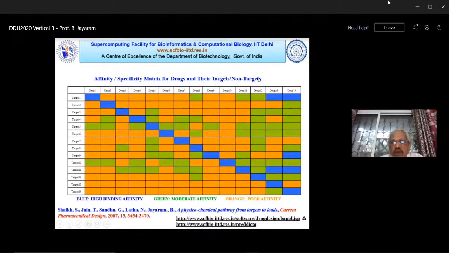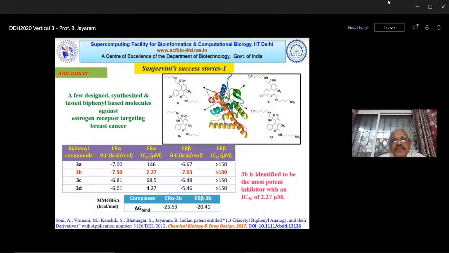So how do you prevent off-target binding through in silico methodologies before you go to the wet laboratory experiments, right? Now, here are some success stories: anti-cancer molecules coming out of Sanjeevani.